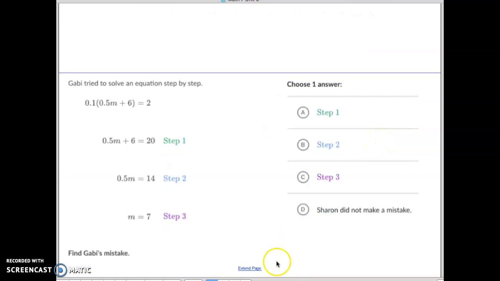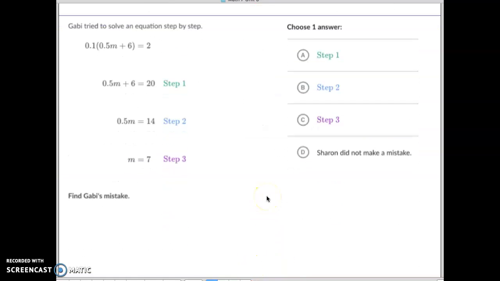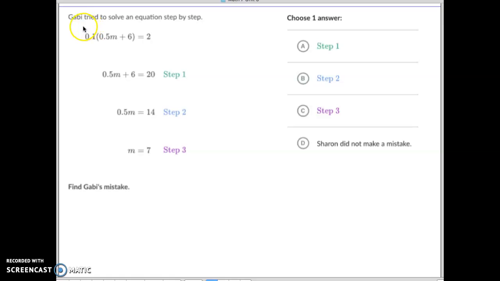Let's try one more here. All right. On this one, let's see here. Notice how they went from 2 to 20. It looks like their first step wasn't to distribute, but rather they just simply took and divided this by 0.1, and they divided this by 0.1. That is a legal move. It's not the one I would recommend you do.